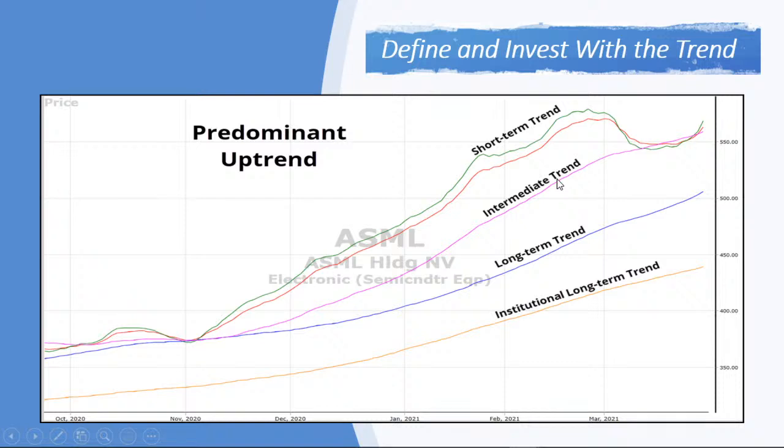When price is still above it, and you have these moving averages, particularly the intermediate trend and the long-term trend, sloping upward like that, you're in a nice, strong underlying trend. But look, stock prices are going to pull back, and this is a really nice way to buy the dip.